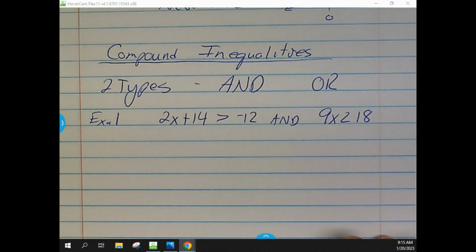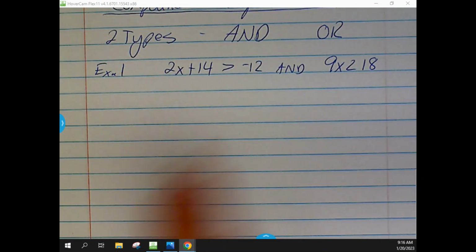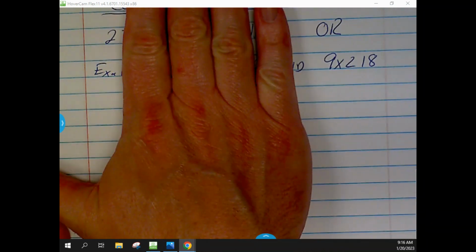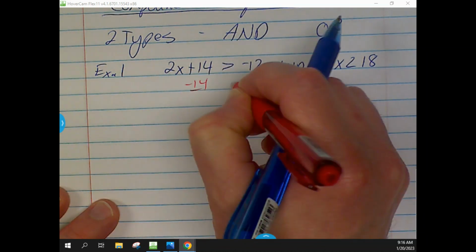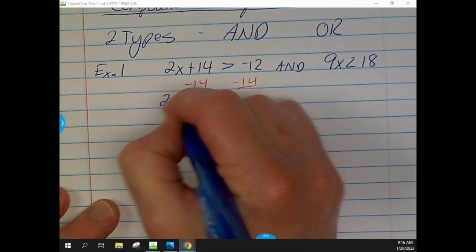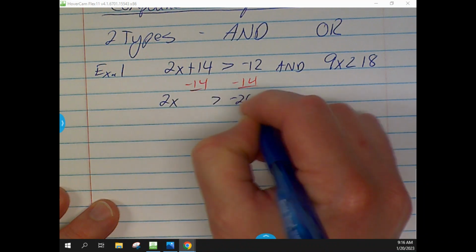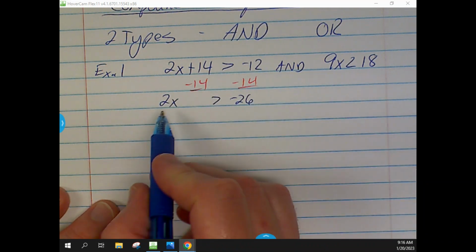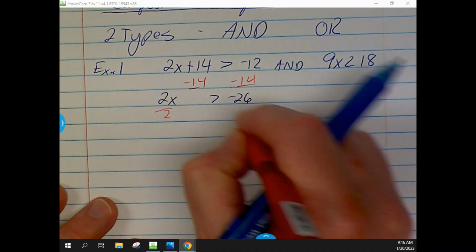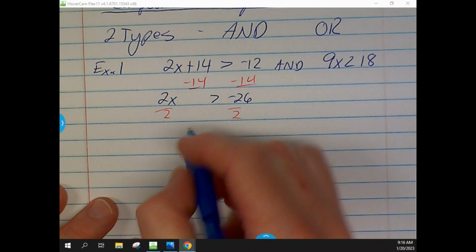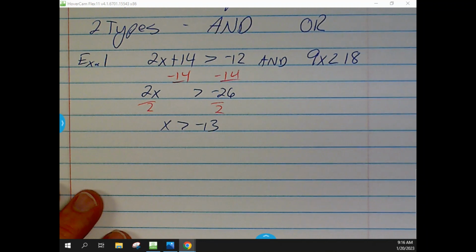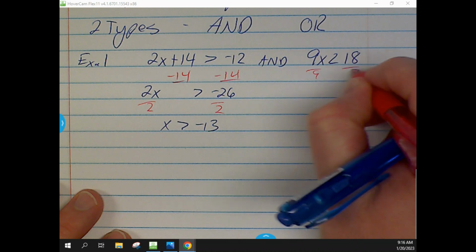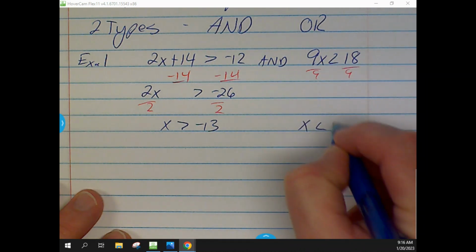Okay, and with the and statements, the solving is still the same. You just solve this inequality, you solve that inequality. So for this one, we're going to subtract 14 from both sides. So we've got 2x is greater than negative 26. Now, in this case, you're dividing by a positive 2 to cancel this out. Since that's positive, you don't flip your inequality sign. So that's x is greater than negative 13. Okay, the one on the right side is really easy. Just divide both sides by 9. It's positive, so that makes it x is less than 2.